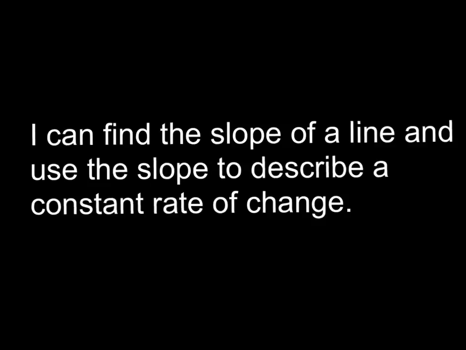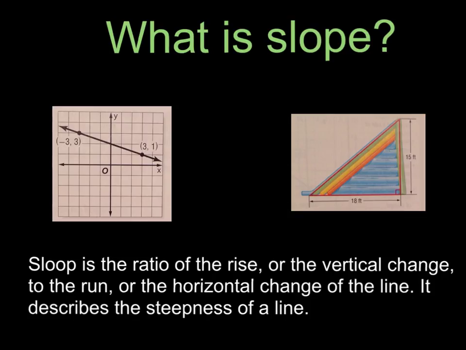Today's learning target is I can find the slope of a line and use the slope to describe a constant rate of change. Today we're going to be talking about slope. And slope describes the steepness of a line. So if we take a look here, this line, the steepness of that line is the slope. Here's another example right here. Okay, the steepness of that line is the slope.